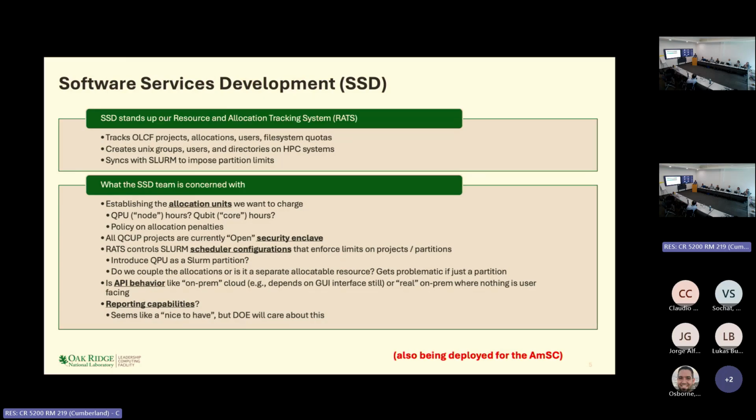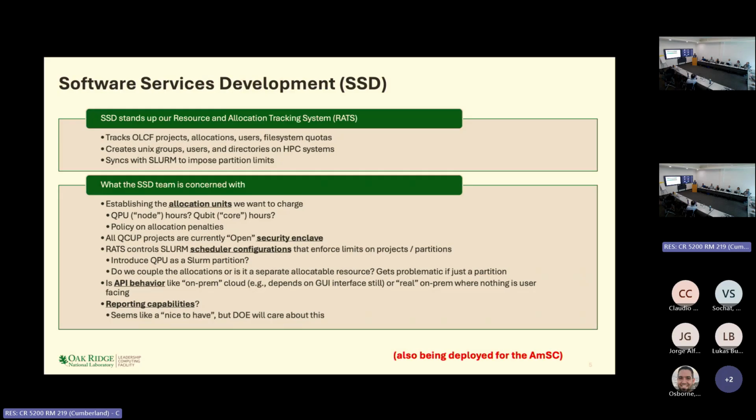And of course, reporting capabilities. So based off of the allocation units we charge, DOE definitely wants us to plot how we're using the machine. It seems like a nice to have, but if we're going to report on a yearly basis that yes, we're using the machine, we have to tell them how, right?